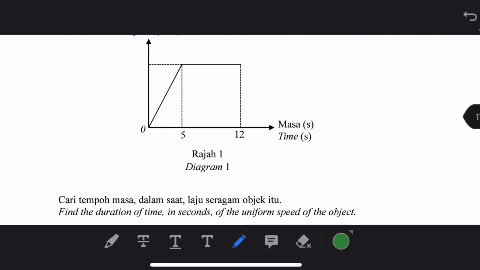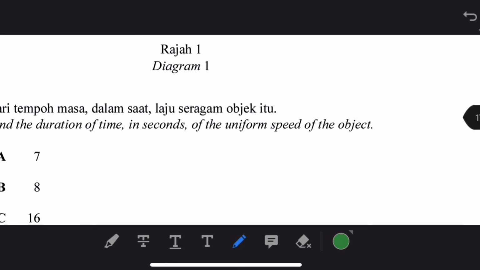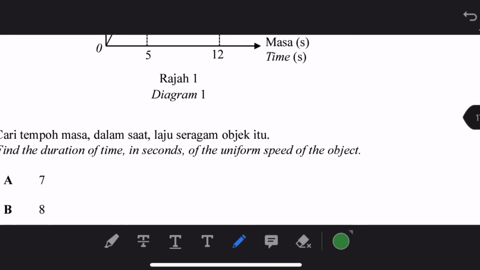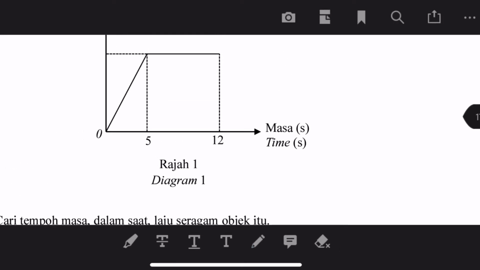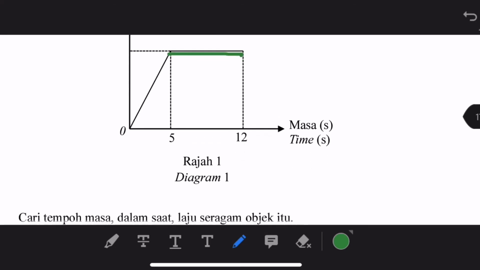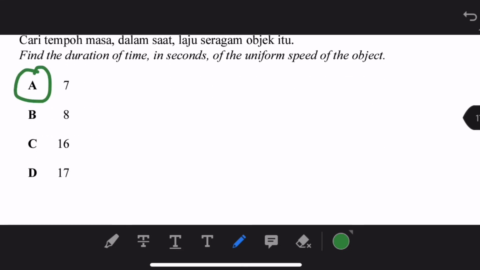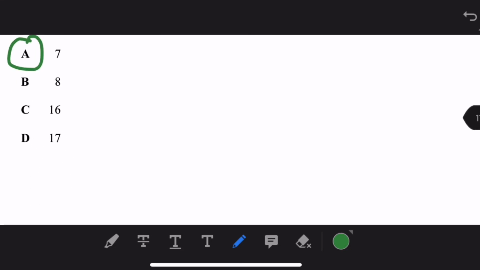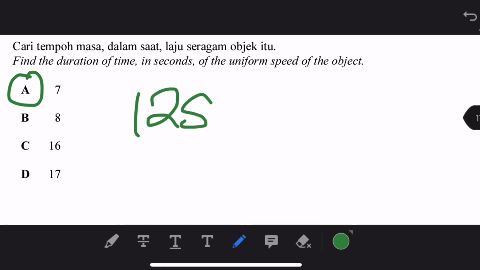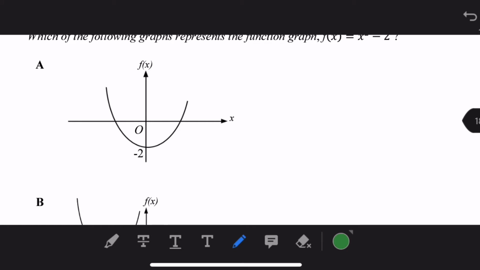Then for this question is quite simple. Find the duration of time in second of the uniform speed. Uniform speed is here. Let's say the speed remain unchanged, and the duration is from 5th to 12th, so it's 7 seconds. So it's very simple. So the working is just taking 12 minus 5, which is 7 seconds.